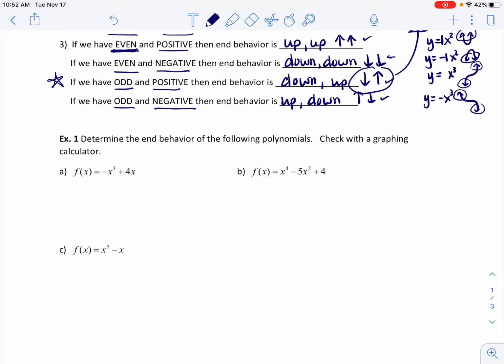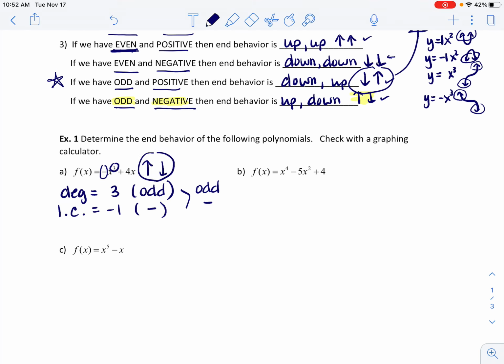So for the end behavior, what do I want to look at? I want to look at two things: the degree, and the leading coefficient. I'll just call it the LC. So the degree is the highest exponent, which is 3. That number is odd. The leading coefficient is the number in front, which is a -1, and that's negative. So look what we have. We have odd, negative. So what does it mean when I'm odd and negative? Odd and negative translates to up, down. So all you would write on your homework is that this has an up, down end behavior. Kind of easy, right?